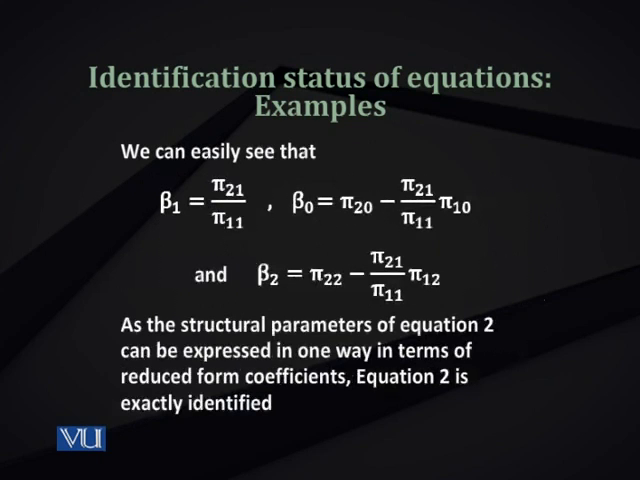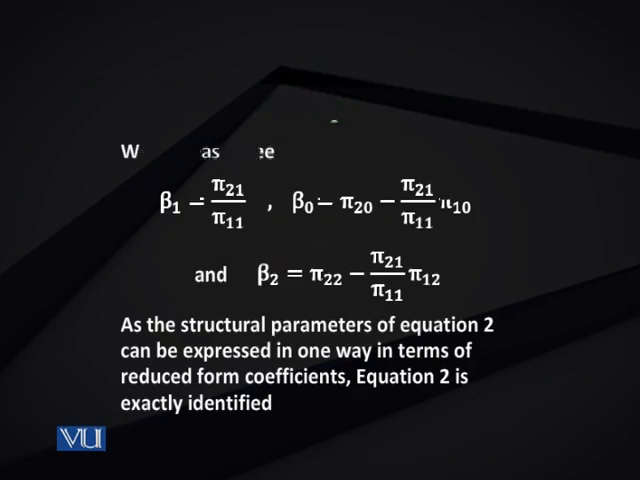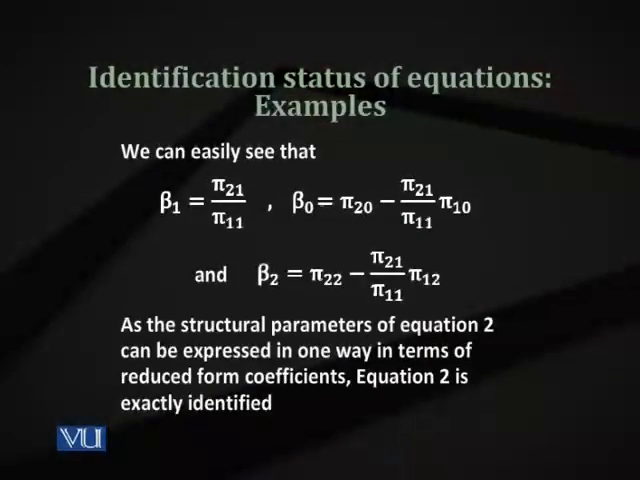For example, if you divide pi 2 1 by pi 1 1, all of it will be cancelled and you will have beta 1. This means beta 1 can be written as pi 2 1 divided by pi 1 1. So if we write beta 1 as pi 2 1 by pi 1 1, we are writing beta 1 in terms of only the reduced form coefficients. If we can do that for all the betas, then the second equation will be exactly identified. And if you can do that for all alphas, the first equation would be exactly identified. So let's look into the slide.